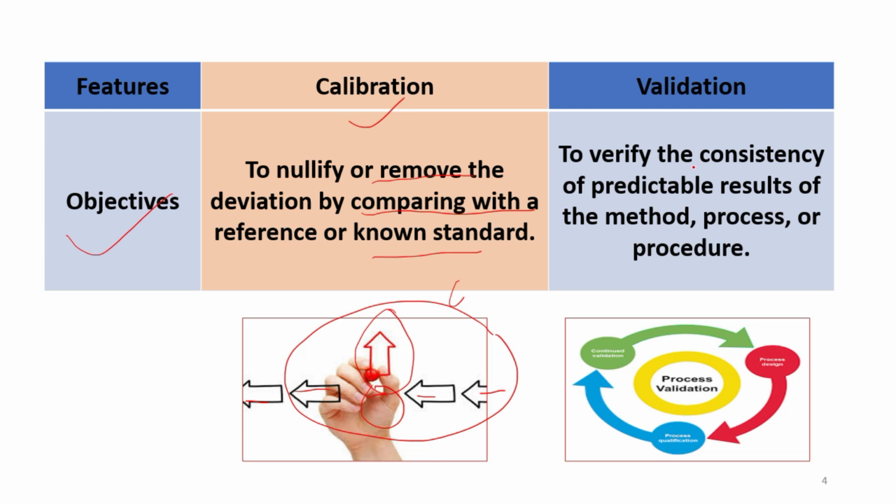So therefore calibration is very important. Validation is to verify the consistency of predictable results of the method, process or procedure. As I have already discussed, it is about the method, process or procedure. You can see process validation. The process validation goes on, and it tells us about the different issues, or what is right or wrong within the process. So this is mainly with the validation.